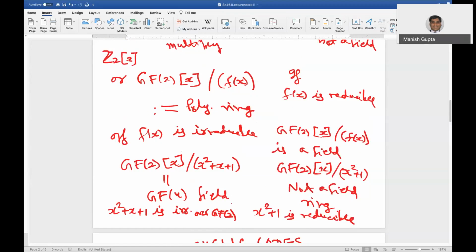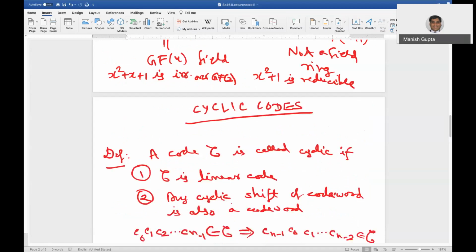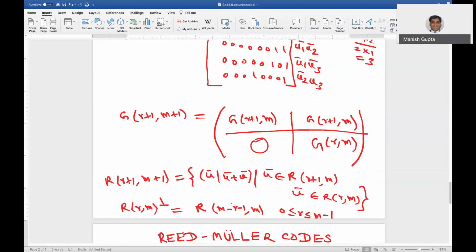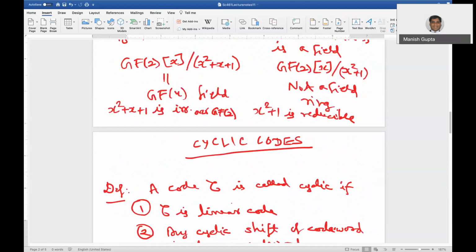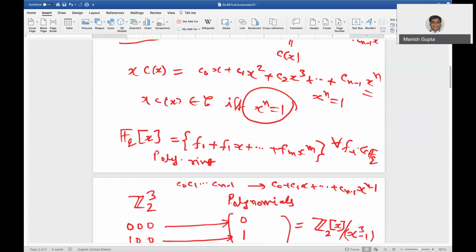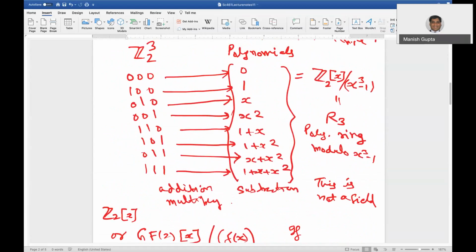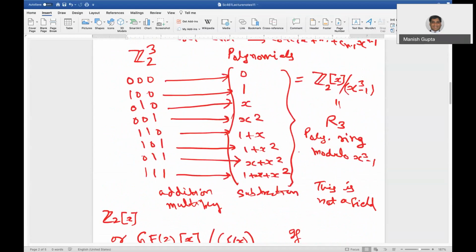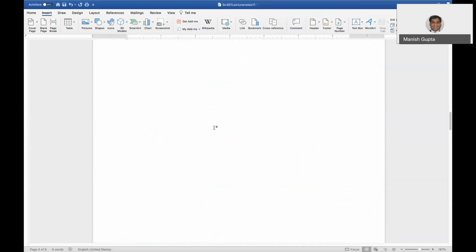So in our example here, this is our polynomial ring Z2[x] modulo x cube minus 1, because x cube minus 1 can be factored, it's a reducible polynomial. So we are getting a polynomial ring. Now I'm going to describe some other basic properties. The first thing, division algorithm for polynomials.